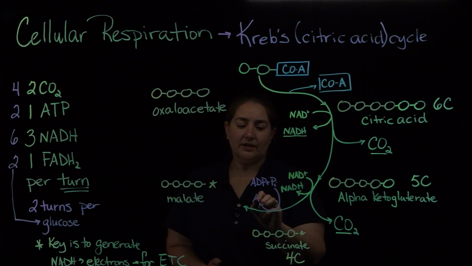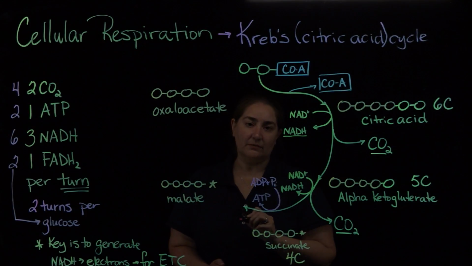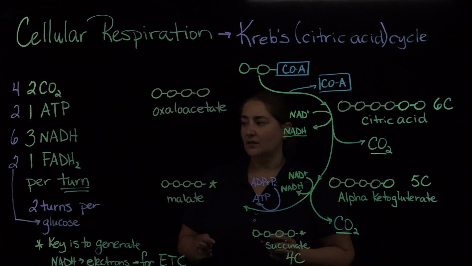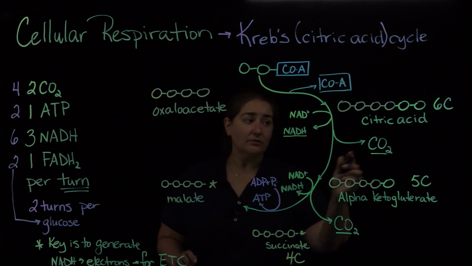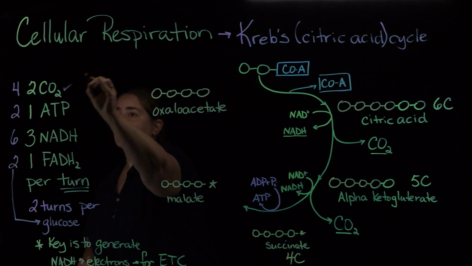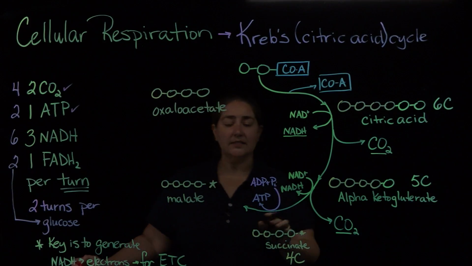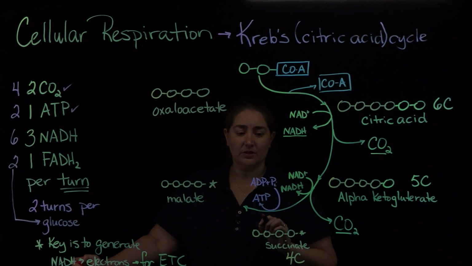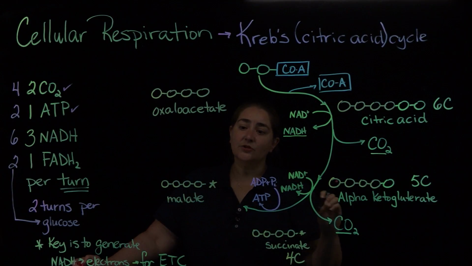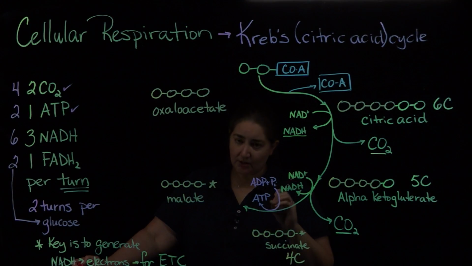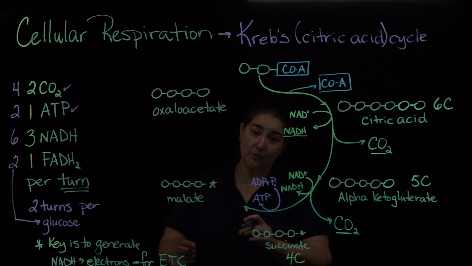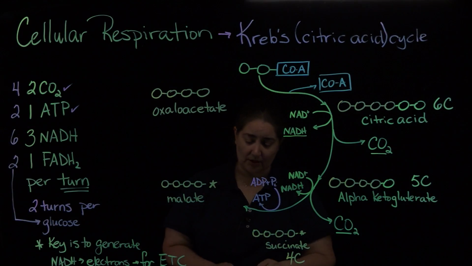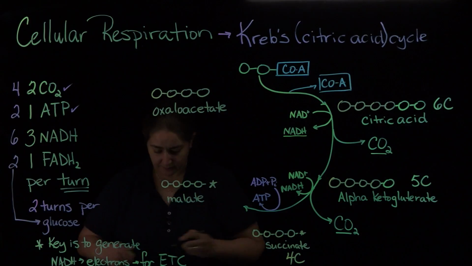That's going to generate our ATP molecule, okay? So what we've accounted for so far, we've got our 2 carbon dioxides, we've got our 1 ATP as part of our citric acid cycle, okay? But there's still more electrons that we can draw out of the molecules here in the citric acid cycle, okay?